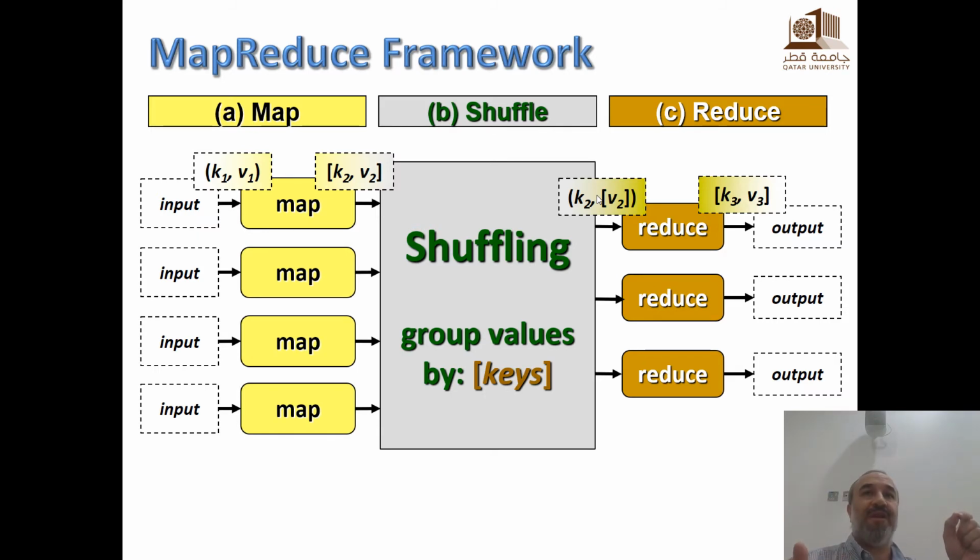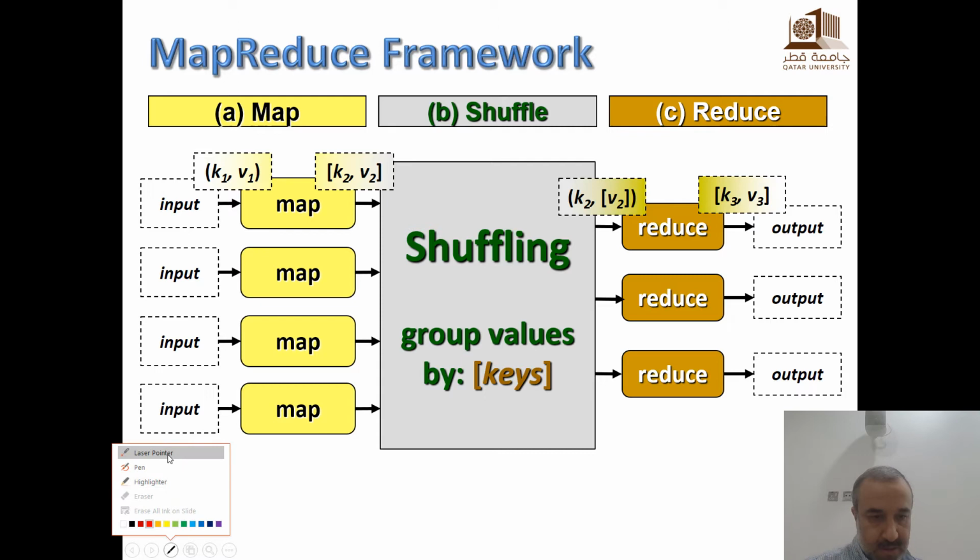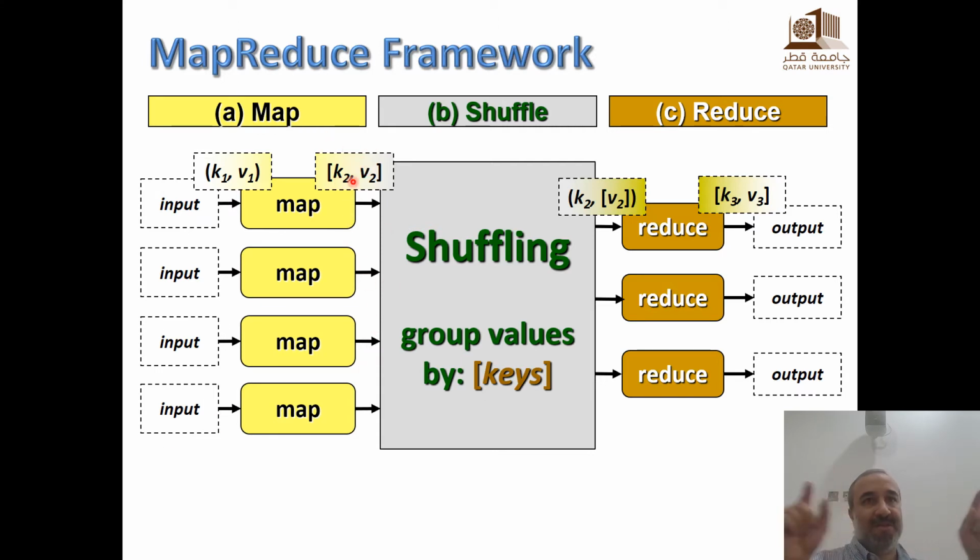Where did we get this list of values? These are the values that appear with that key in the intermediate output. Okay? Let me change this. So that's the intermediate output. What we have here is just the types. That doesn't mean that it's only one output, but these are the types, just to show you what will be the input and what will be the output.